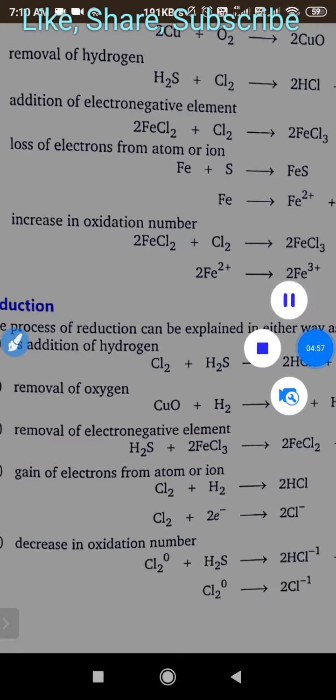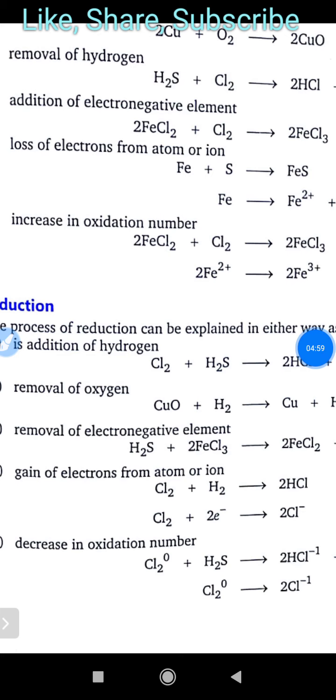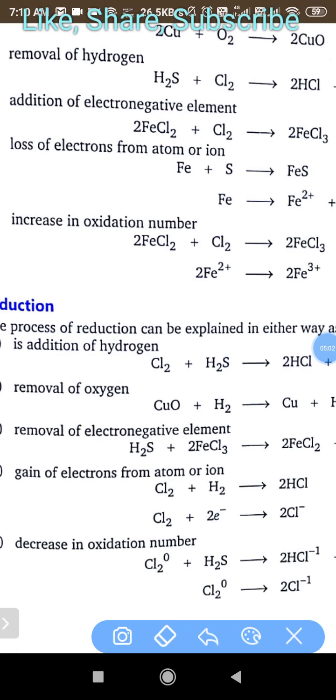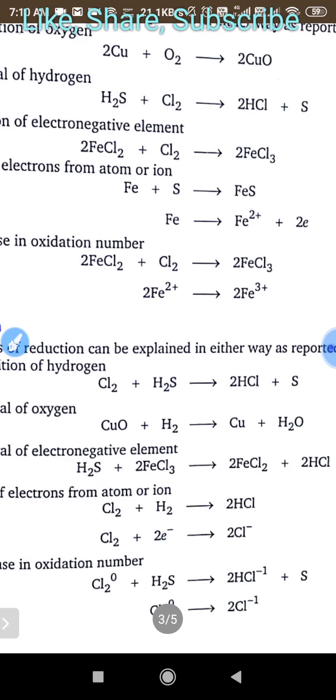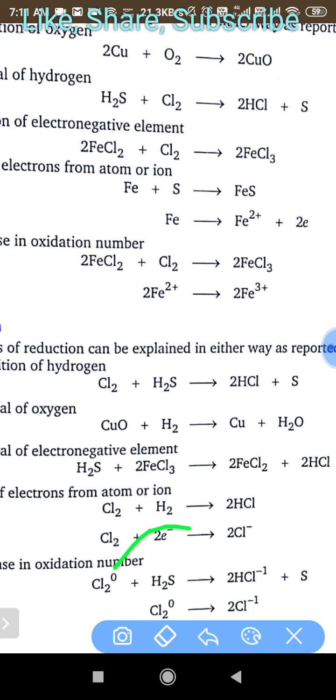Decrease in oxidation number. If at any place a decrease in oxidation number occurs, you can see here the oxidation number of chlorine is 0, going from 0 to negative. We are math students, you already know that in minus terms it means decreasing. So the oxidation number of chlorine decreases, and it is the process of reduction.